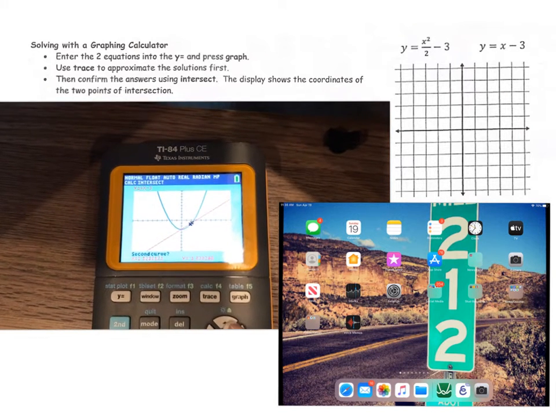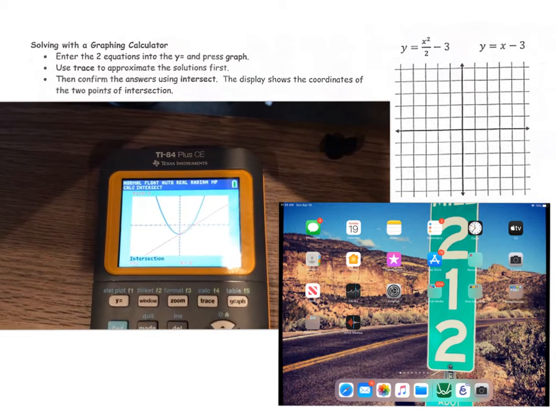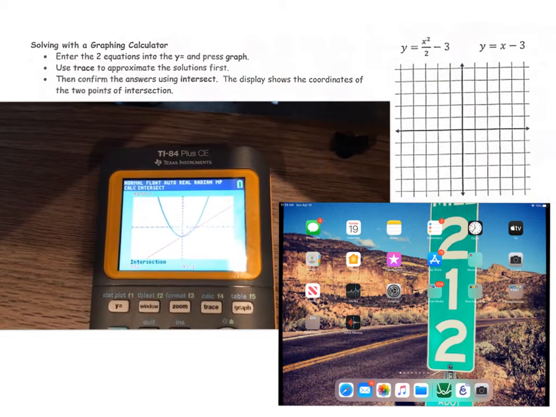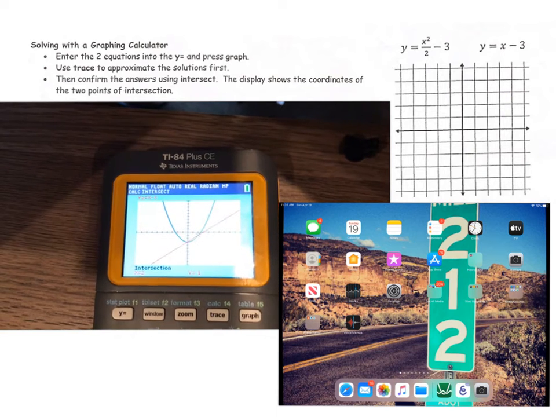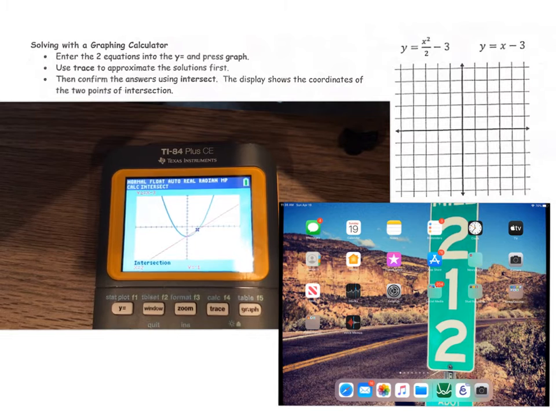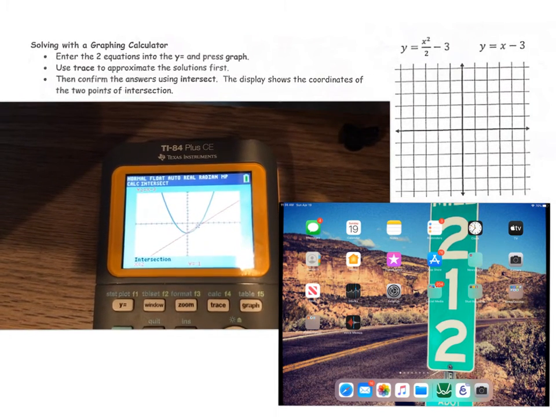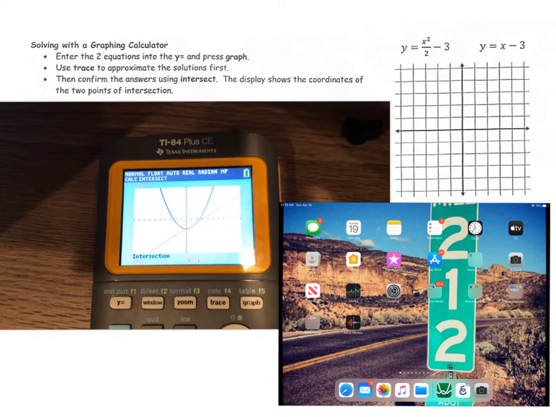It's going to ask us for the second curve. So just go slightly to the right of it. Then when it says guess, go ahead and hit enter, and we can see that it is approximately at 2, -1. You would complete that same process with the other point of intersection to go ahead and get those. So that's how we use the graphing calculator to come up with our solutions.